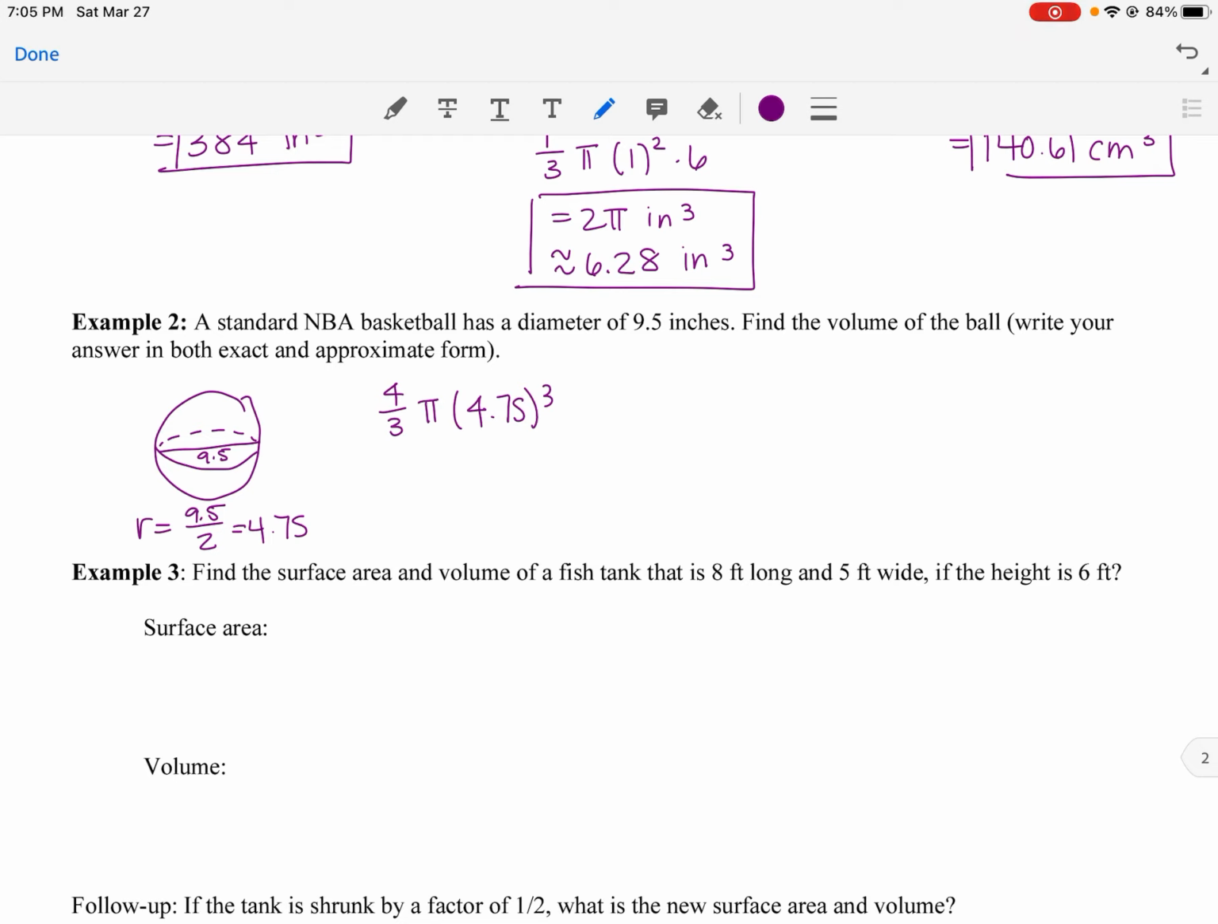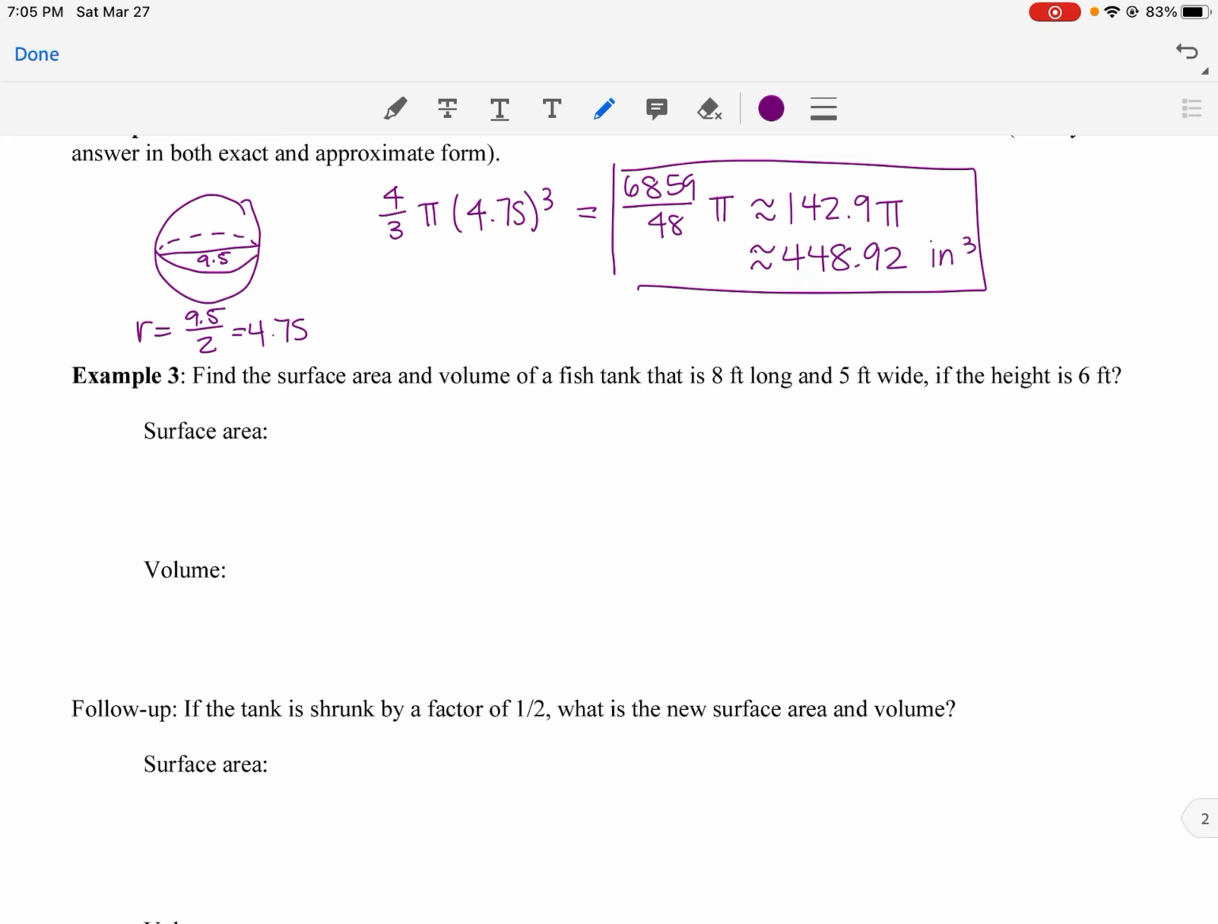So if I go ahead and do exact form, I would have the fraction 6,859 over 48 pi, which as a decimal is approximately 142.9, and then we'll say times pi. So if I times that by pi, I end up with 448.92. In this case, this is inches cubed.